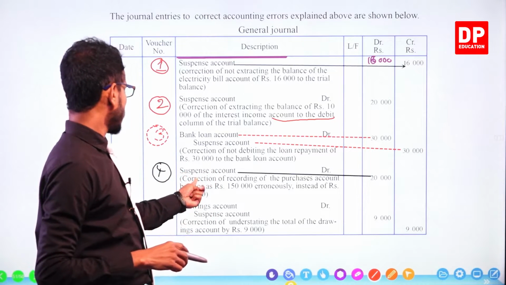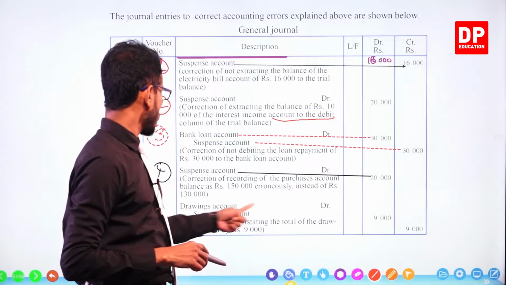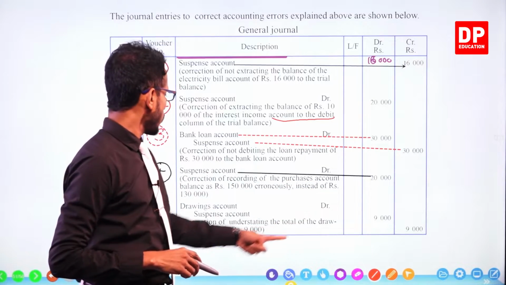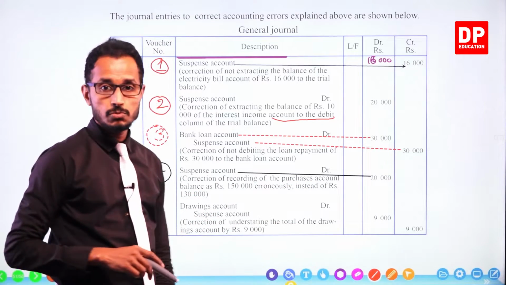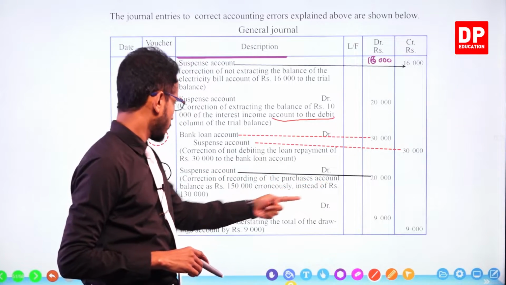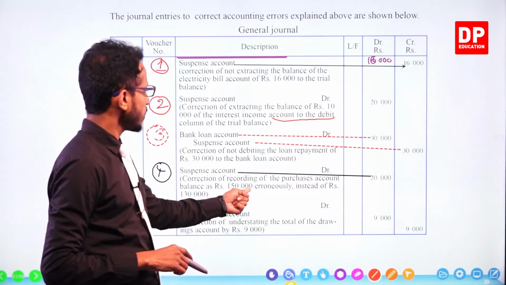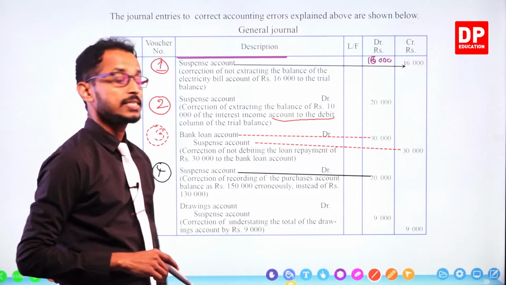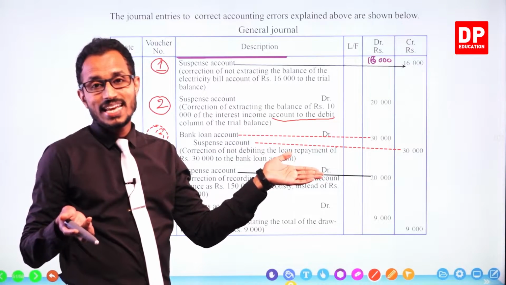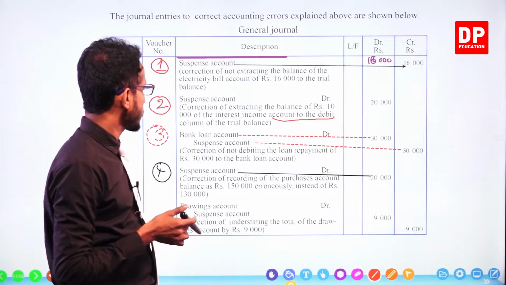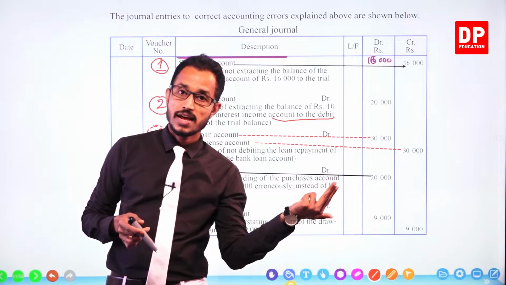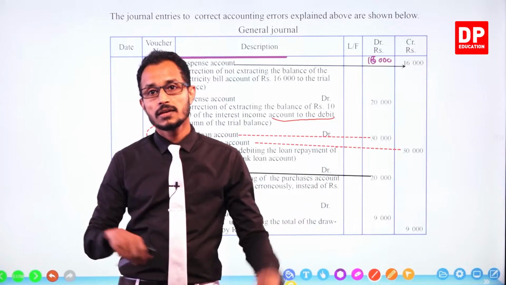That's it. It says correction of recording of the purchase account balance as 150 erroneously instead of 130, the correct value. It should be 130 but recorded 150, so 20,000 excess. That 20,000 is credited to the trial balance, debited to the suspense account.